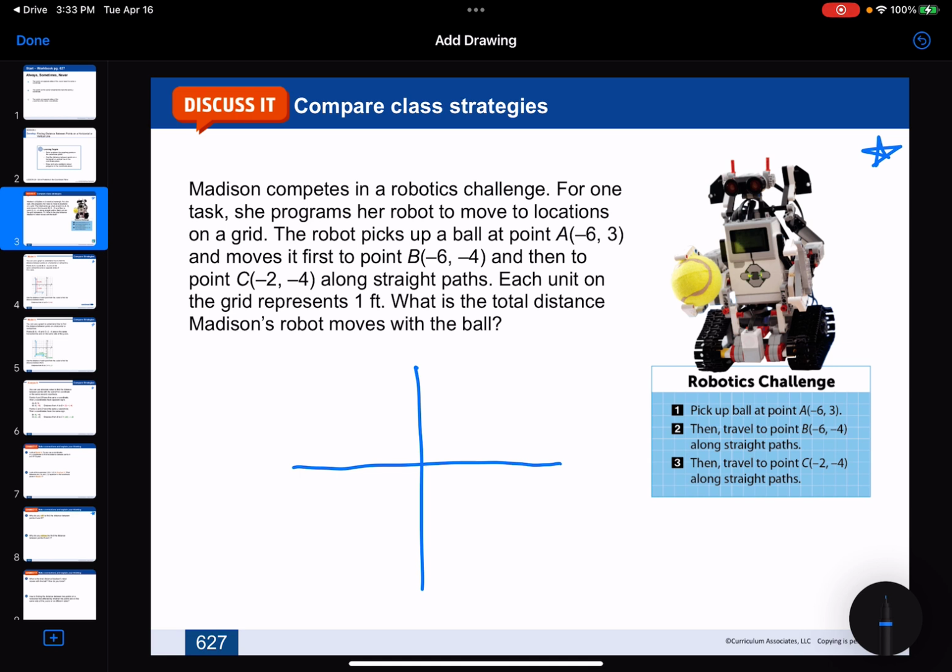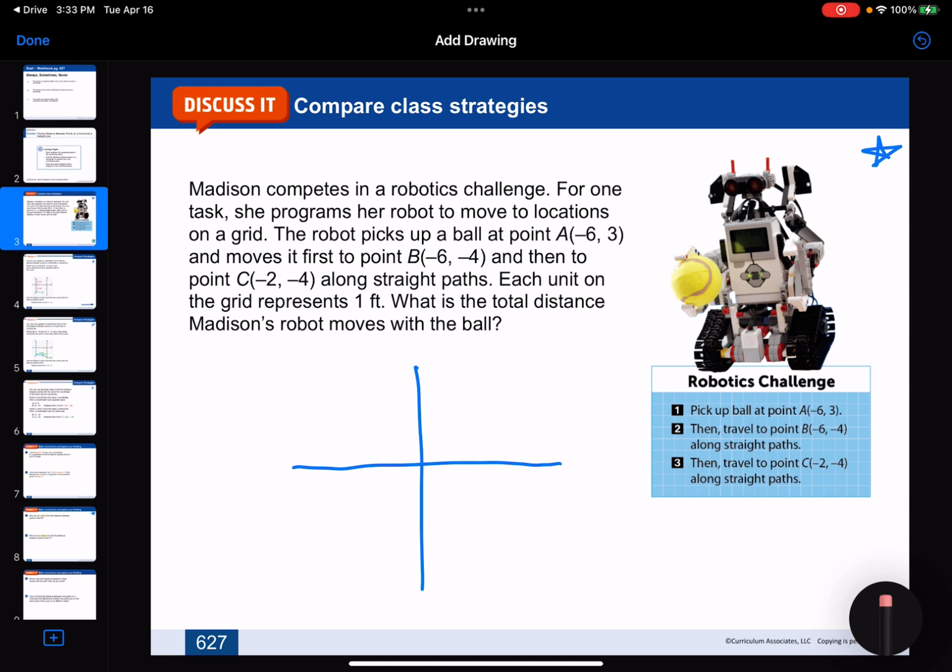Madison competes in a robot challenge. For one task, she programs her robot to move to locations on a grid. The robot picks up a ball at a point A, which is at -6, 3, and moves it to the first point B at -6, -4. And then from there to the point C, -2, -4, and it always goes in straight paths. Each unit on the grid represents 1 foot, and we want to know the total distance Madison's robot moves with the ball.